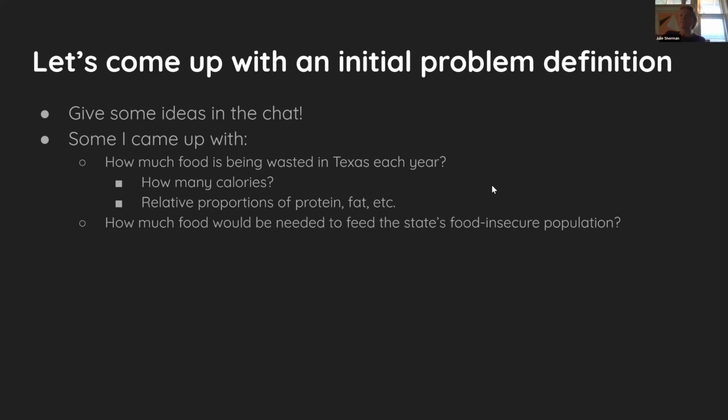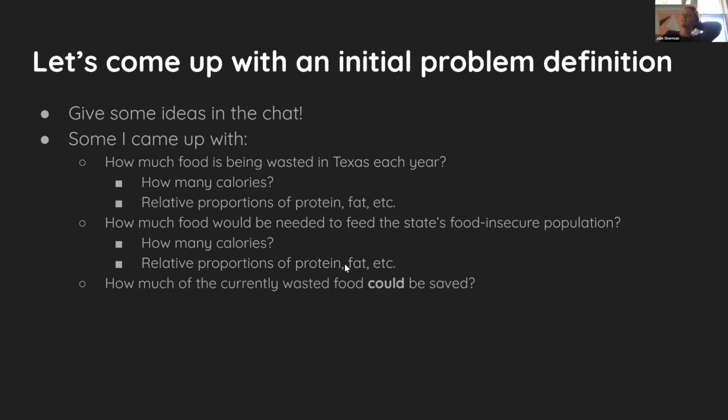Which leads to the second question, is how much food would be needed to feed the food insecure people? Again, it can be broken down into how many calories, how many fats, that kind of thing. And a third idea is that how much of the currently wasted food could be saved. So that, right, we are losing some amount, but some of it is lost for a good reason, right? We're not going to be able to save all of it, nor should we.